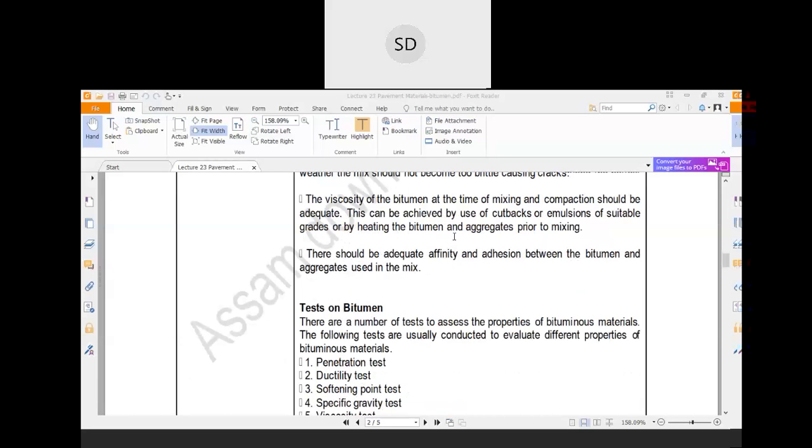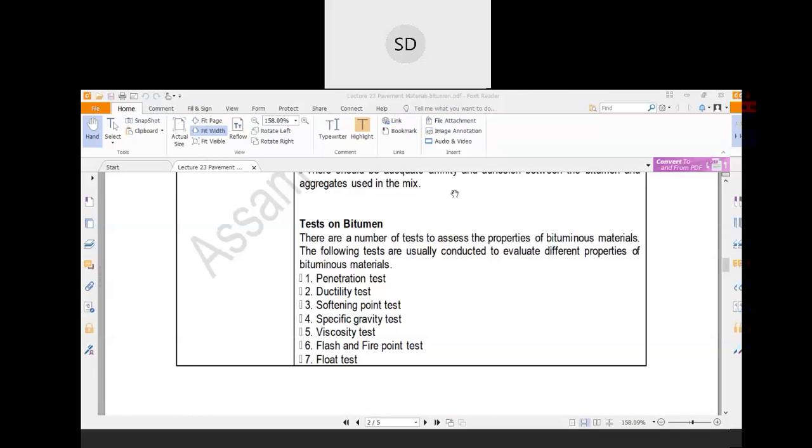There should be adequate affinity and adhesion between the bitumen and aggregates used in the mix. So the mix properties, that is the bitumen and the aggregate, should be mixed properly. Whichever bitumen is used for the construction, it should mix well with the aggregates.